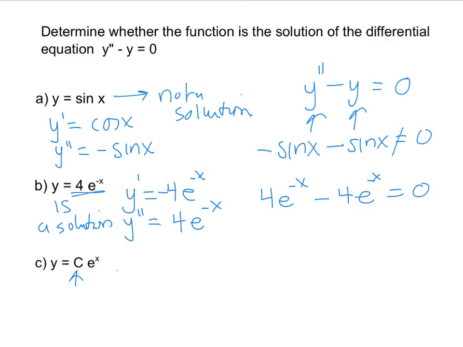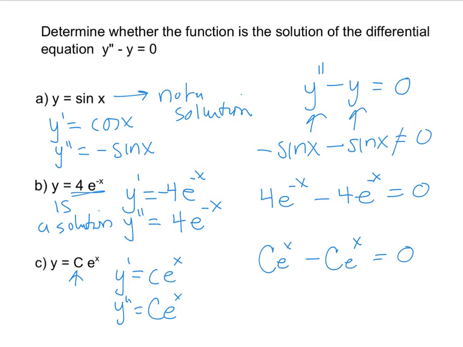So if I go ahead and take the derivative of this, I get ce to the x times 1. And then double prime would also be ce to the x, right, because c is just a constant. So I would have ce to the x minus ce to the x equals 0. Yes. So this is a solution. Now it's a general solution to the differential equation.